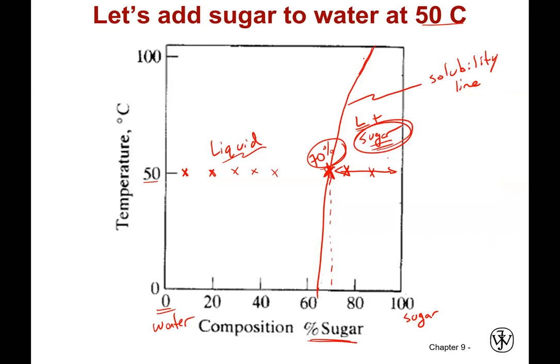So again, this is a two-phase region, liquid plus sugar. That's going to hold no matter where I am in temperature. I'm just going to have different values of the solubility limit, and the higher in temperature, the higher the solubility limit, the more sugar I can get into the water. Okay, so we're going to come back to this idea when we're dealing with solids.